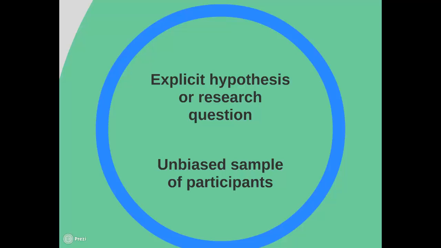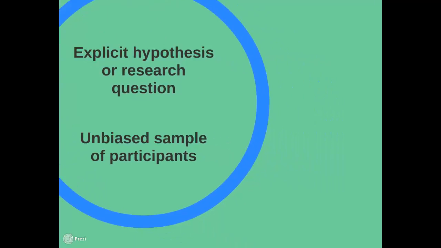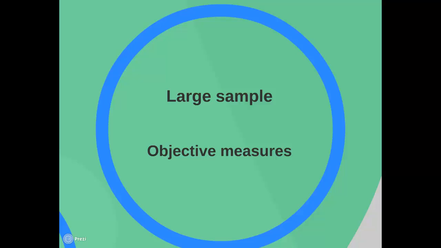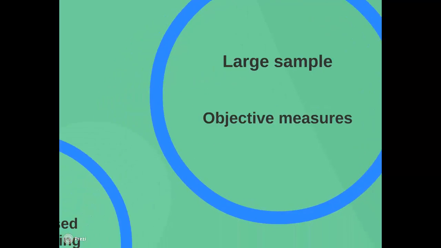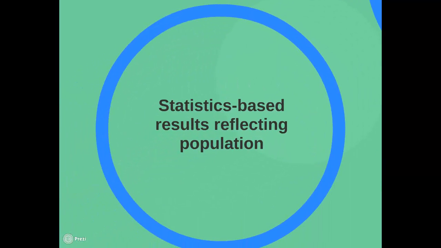An explicit hypothesis or research question that remains the same throughout the study. An, ideally, unbiased sample of participants who are considered fairly representative of the general population from which they are drawn. A large sample, for example, more than 30 people for an experiment. Objective measures. And statistics-based results that are thought to reflect the greater population.